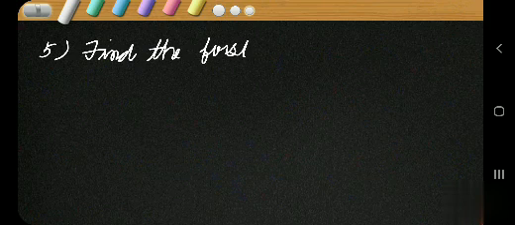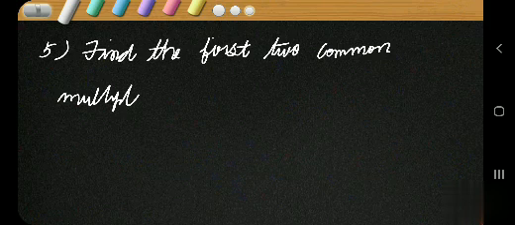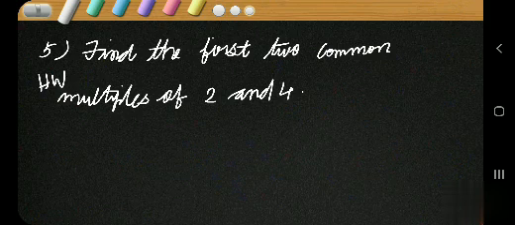Now, question number 5, homework. Find the first two common multiples of 2 and 4. Very easy. This one is homework. Find the first two common multiples of 2 and 4.